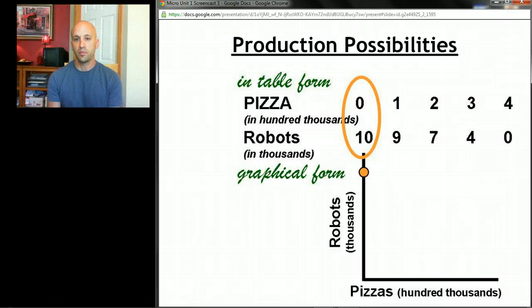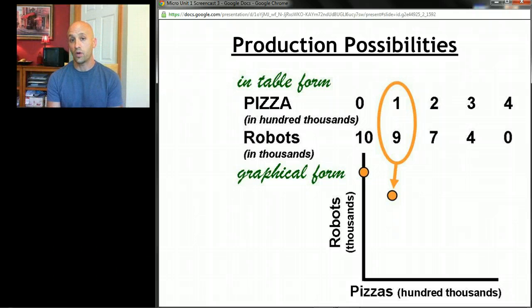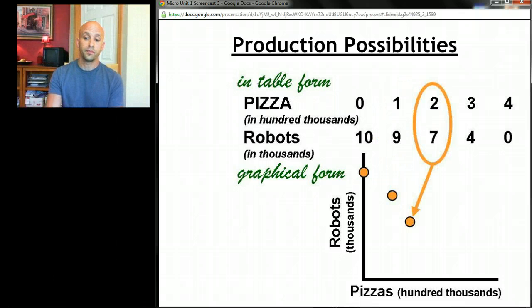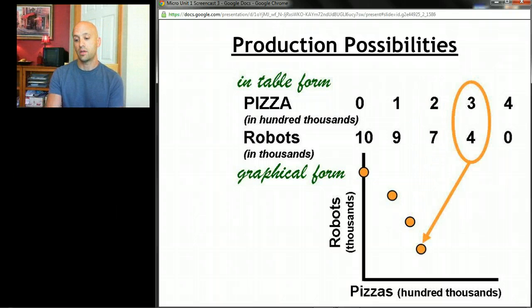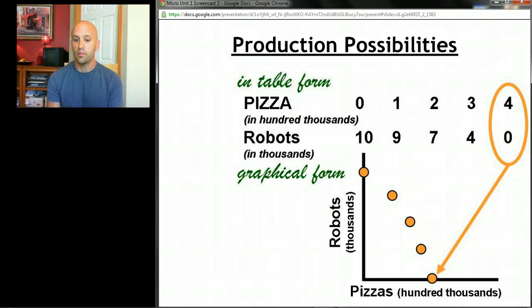Let's say I want to start making some pizza. So I take people out of the robot factory, put them into the pizza factory, and I find that if I do that, we can make 9,000 robots and 100,000 pizzas. Again, that would be a different point in this production possibility curve graph, a different set of these goods that we could possibly produce. As I continue to make more pizza, I continue to take people off the robot production line, and I start getting different combinations. If I want 2 pizzas, I'm now only having 7,000 robots. 3 pizzas, 4,000 robots, etc. In a world where all we're doing is making pizza, 400,000 pizzas, that gives us no robots.